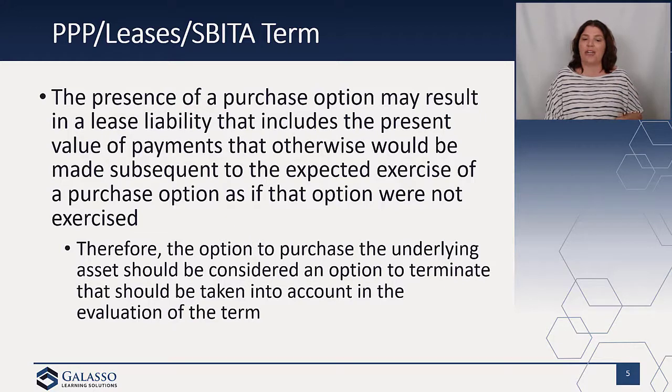So the purchase of an underlying asset is not considered an option to terminate if you actually look at the list in paragraph 12 of GASB 87. So in certain circumstances, when they're looking at the purchase option, it can actually result in a liability for a time period in which you obviously expected to have exercised that option. And so they basically came back with guidance that says the presence of a purchase option may result in lease payments that include the present value that would otherwise be made subsequent to the expected exercise, as if the option were not exercised. And so now the option to purchase the underlying asset should be considered an option to terminate that should be taken into consideration when you evaluate the term.